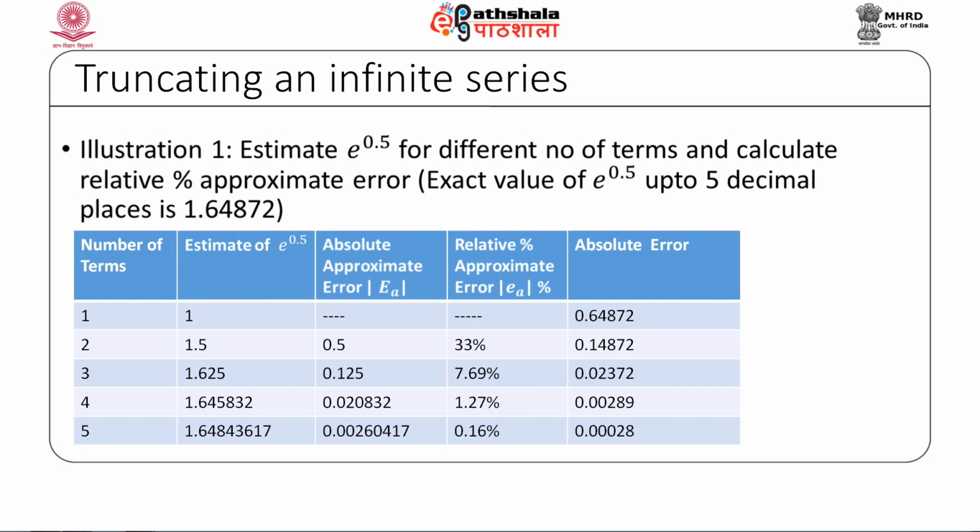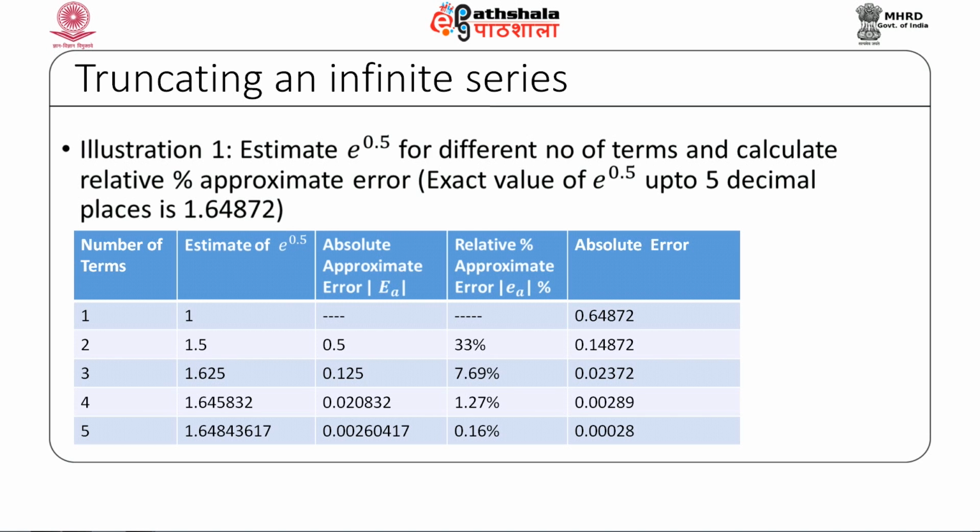The absolute approximate error is the current value minus the previous value, in absolute value. So, 1.5 minus 1, it is the absolute value of 0.5, and the relative approximate error would be the absolute approximate error divided by the current estimate. So, 0.5 by 1.5 into 100. It gives that the relative percentage approximate error is 33%, and for the actual absolute error you subtract the value obtained from 1.64872, which gives you 0.14872. So, the error has decreased.